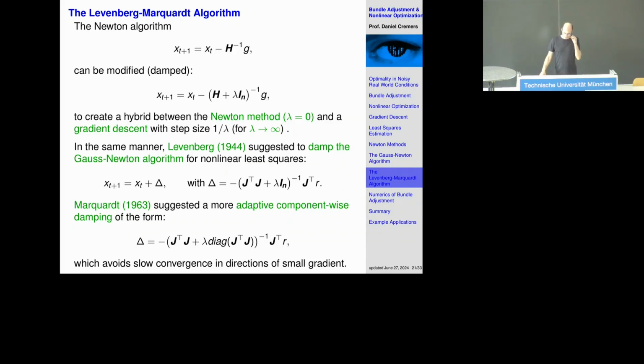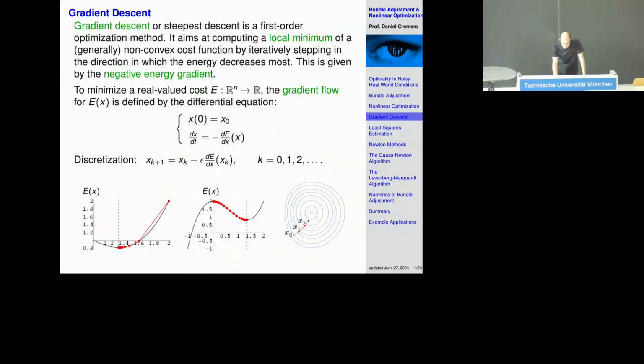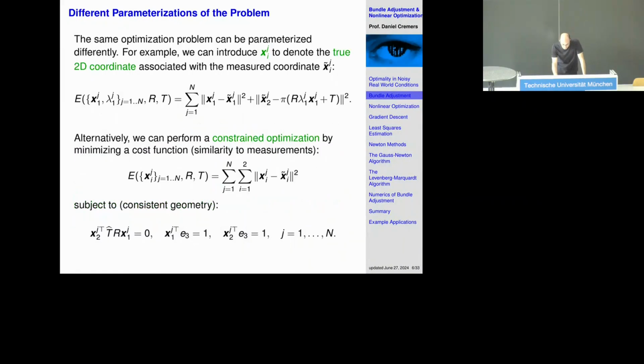Okay, to jointly estimate camera motion and 3D structure by minimizing a loss function. Let me go back to just recap what the loss function is.